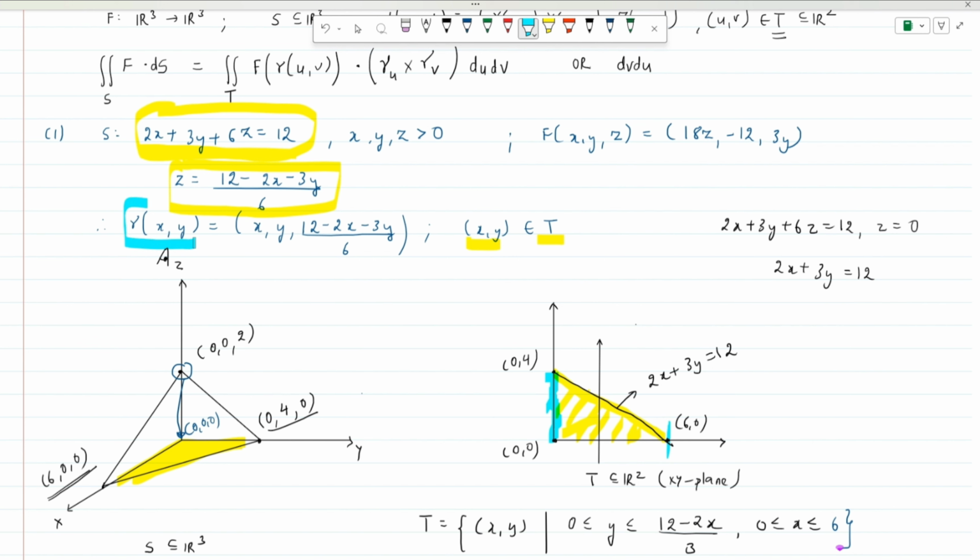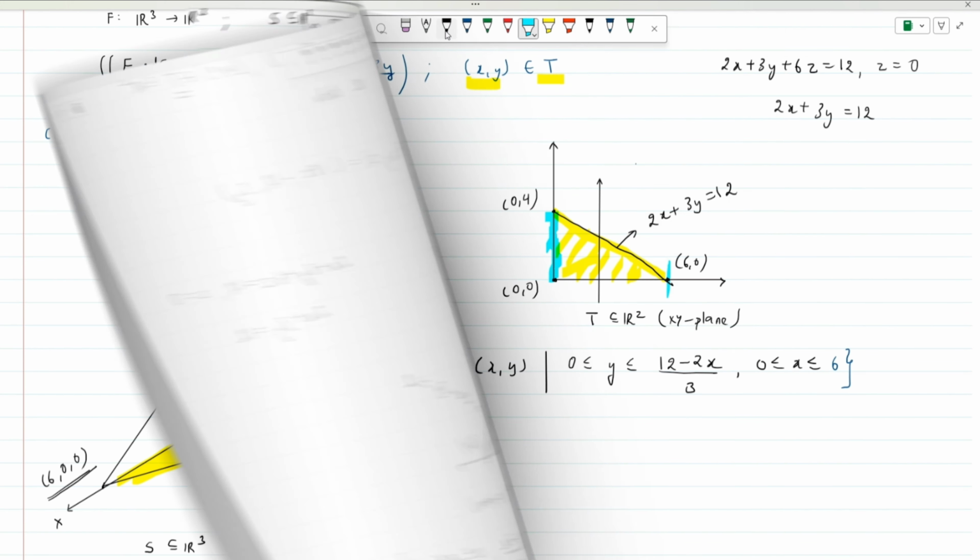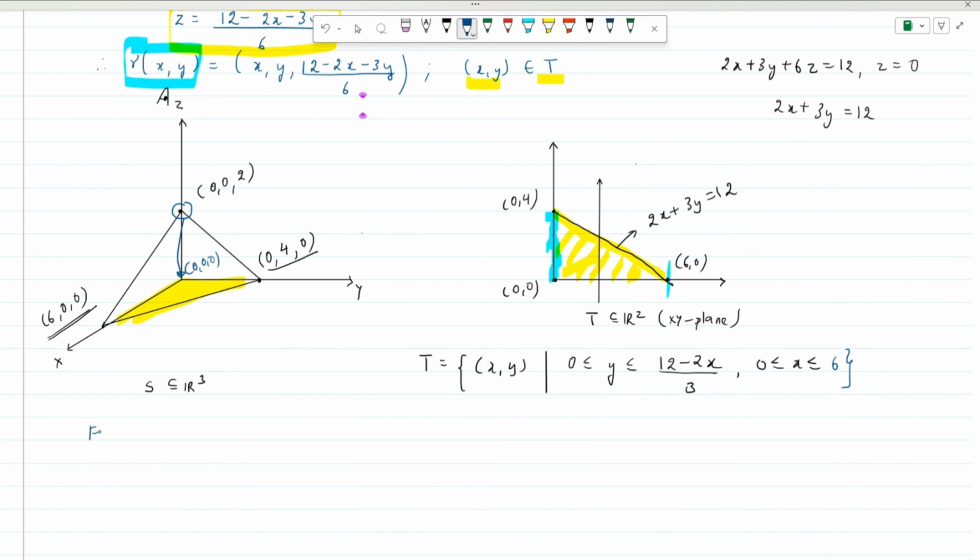So at the moment we have the parameterization gamma. We also need the fundamental vector product. So let us go ahead and evaluate the fundamental vector product. To evaluate it, we need gamma's partial derivative with respect to x, and it is going to be 1 0 and negative 2 over 6, which results in 1 0 negative 1 over 3. And we need gamma's partial derivative with respect to y, which is going to be 0 1 and negative 3 over 6, which is equal to 0 1 negative half.